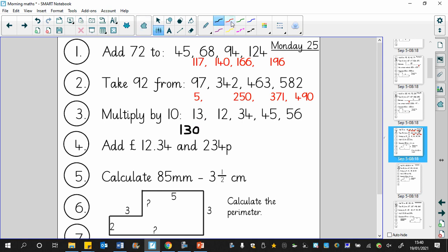So if we multiply by 10, we get 130. 12, if we multiply that by 10, we get 120. 34 changes to 340. Notice what happens. What we're doing is we're getting exactly the same digits, so a 3 and then a 4, but everything is moved 1 column to the left. 45 becomes 450, and 56 becomes 560, and that's it.